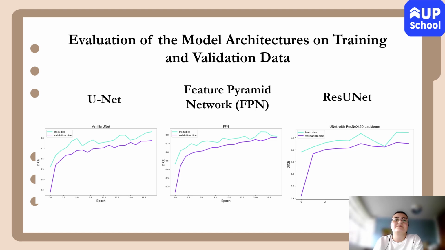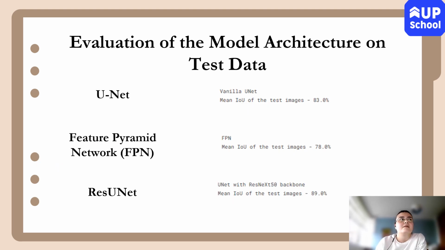In the evaluation part, I want to show you the evaluation of the model architectures on training and validation data. The first two model architectures exceed 80%, you can see here. And the third model architecture exceeds 90% here. For the evaluation of the model architectures on test data, the mean dice value of the U-Net model architecture on the test data was 83%. For the Feature Pyramid Network it is 78%, and the ResUNet 89%.